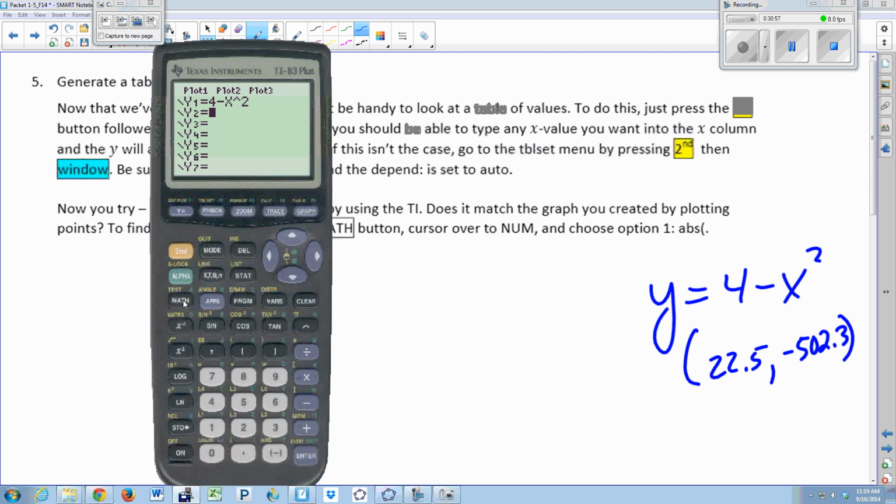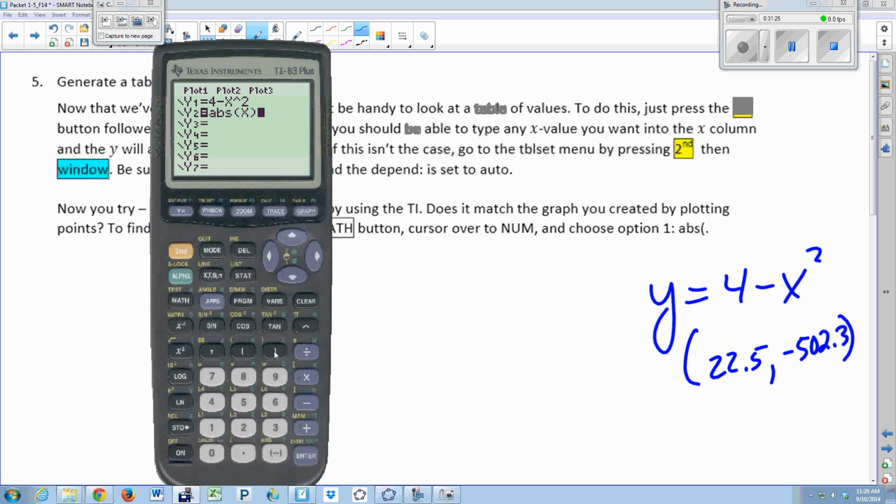So you hit math and you say, I don't see anything in here that looks like an absolute value. And that's because it's in this menu. You have to scroll to the right 1 unit to num, N-U-M. And then notice the very first one is ABS with parentheses. ABS stands for absolute value. So you hit enter. And then you just throw your X in and close the parentheses. And that's how you get the absolute value.